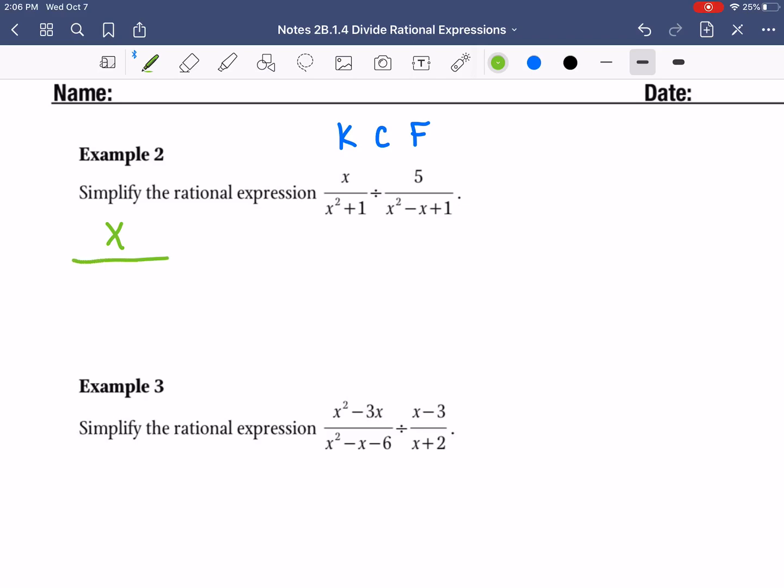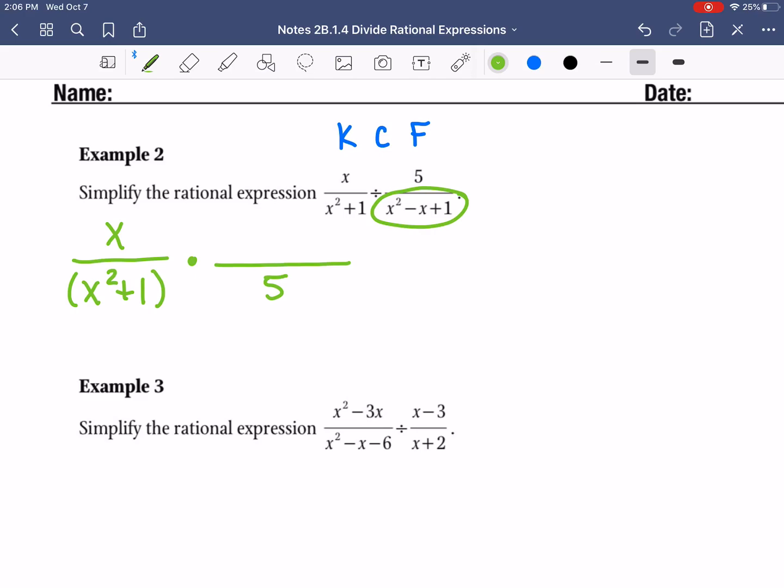On the bottom, I have x squared plus 1. There's no GCF. It kind of looks like it'd be a difference of squares, but it's a sum of squares, so we can't factor it at all. I'm just going to go ahead and put it in parentheses. We change it to multiplication, and now we're going to flip. The 5 that was once on the top now goes to the bottom. The x squared minus x plus 1 that was on the bottom now goes to the top.